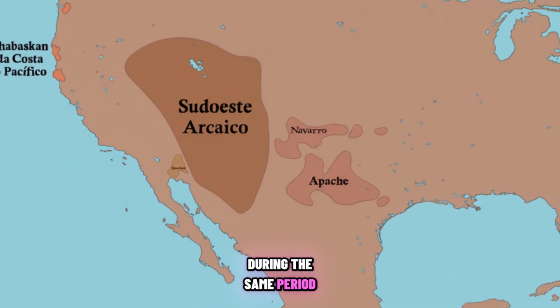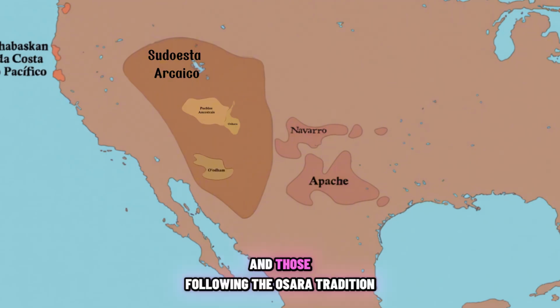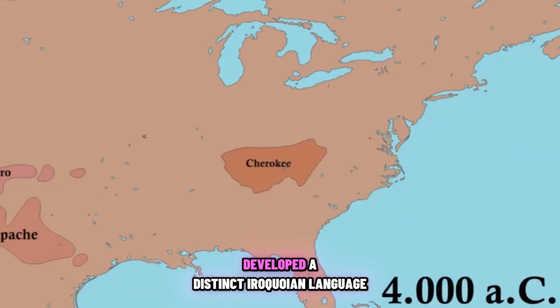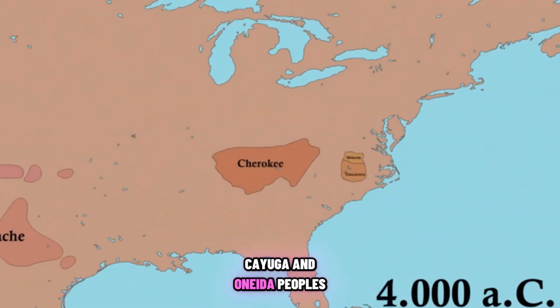During the same period, other groups, such as those speaking the Siouan languages, the Algonquian languages, and those following the Oshara tradition, as well as the indigenous peoples known as the Pueblo tribes, also settled in the western regions of what is now the United States. And around 4000 BCE, some tribes living in the Appalachian Mountain region developed a distinct Iroquoian language. These tribes later formed the Seneca, Cayuga, and Oneida peoples.